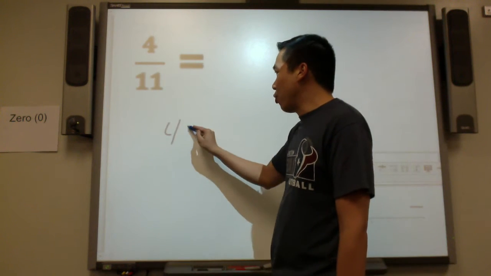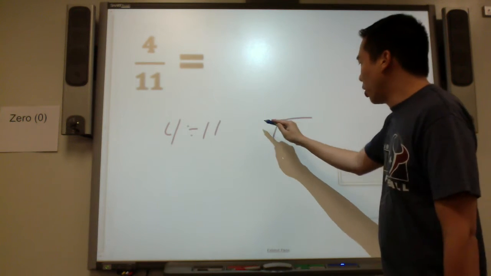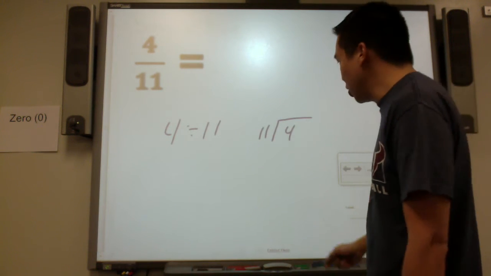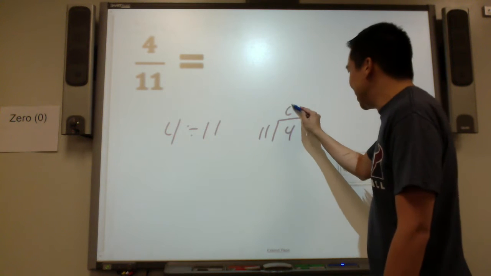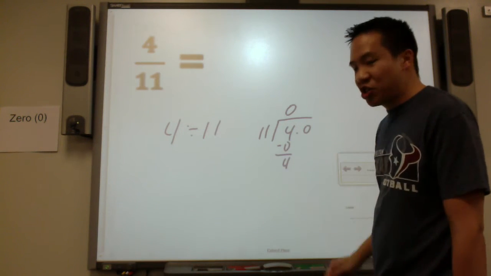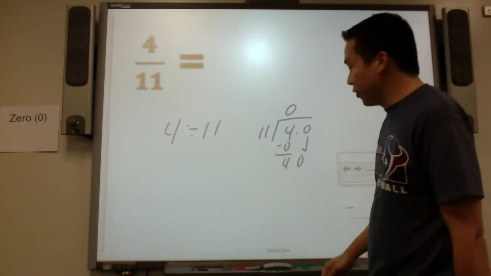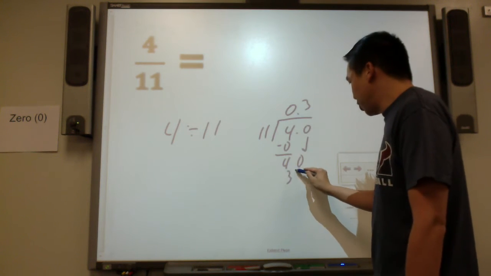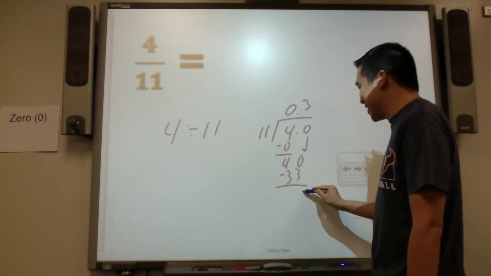Next one, 4/11. That's the same as saying 4 divided by 11. So you have 4, you're dividing into 11 parts. Can a group of 11 go into 4? 0 times. How do you get rid of this remainder? Add a point 0. It does not change its value. How many groups of 11 go into 40? 3 times. That's 33. 40 minus 33 is 7.